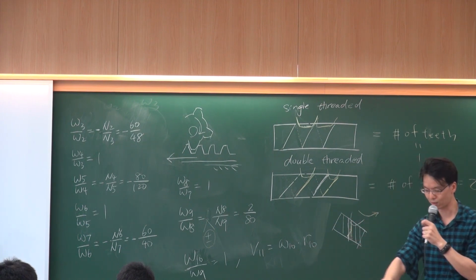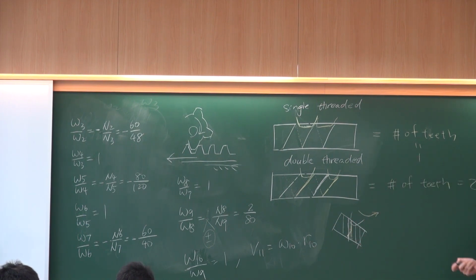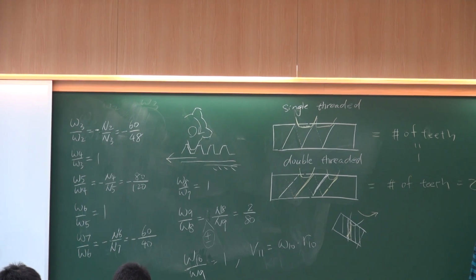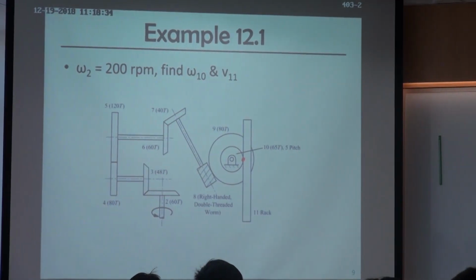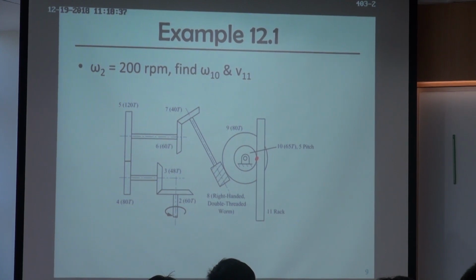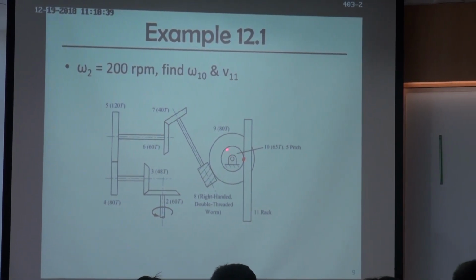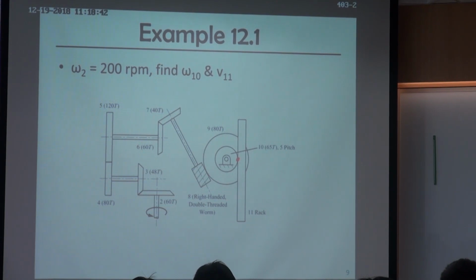Right now, I need to consider the radius. Because the linear velocity of a contact point is still the same for the rack and the gear pair, the velocity of any point on link 11 can be expressed as V11, or can also be expressed as omega 10 times R10.